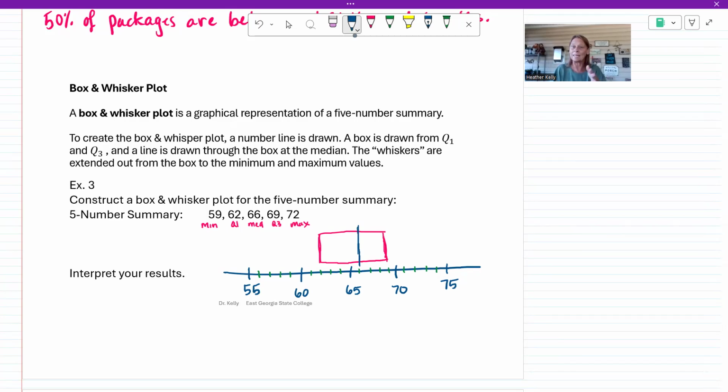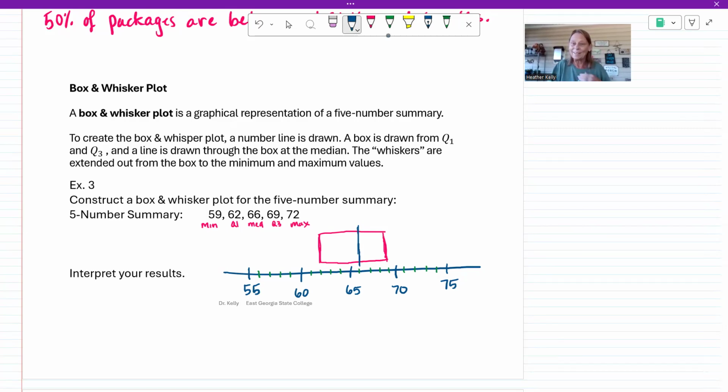Notice your median is not necessarily in the middle between 59 and 72. It's not exactly, but it's in the middle of the data, right? So visually it might look crazy. Sometimes the median might be right butted against Q1, or the median might be right butted against Q3, but you got to trust in that math that you did, right? And that you counted your positions, and that's the value it gave you. All right. Okay.